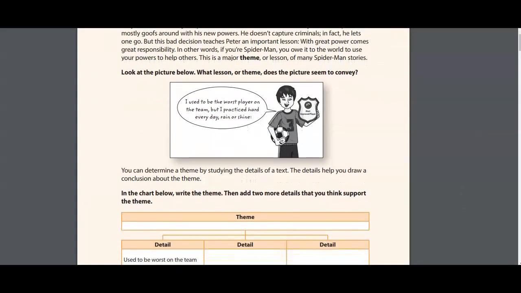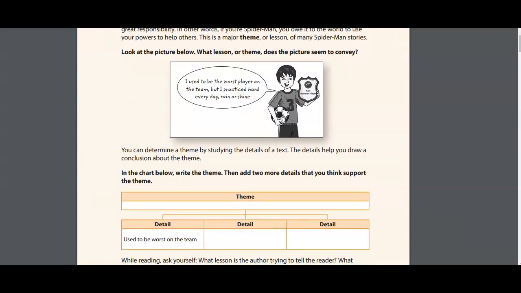Let's look at the picture below. What lesson or theme does the picture seem to convey? So we see a young man and he has a word bubble. He is saying, I used to be the worst player on the team, but I practice hard every day, rain or shine. You can determine the theme by studying the details of a text. The details help you draw a conclusion about the theme. In the chart below, we're going to write the theme and then we're going to add two more details to support the theme.